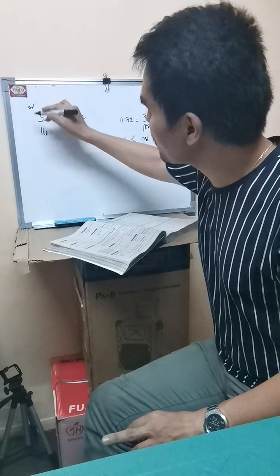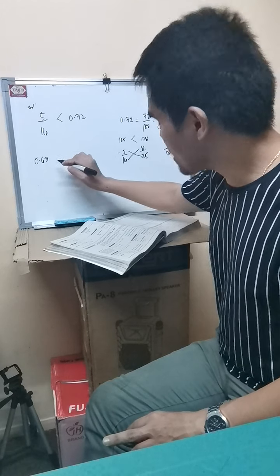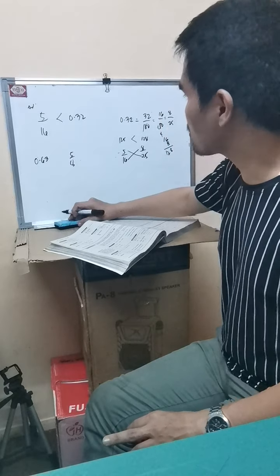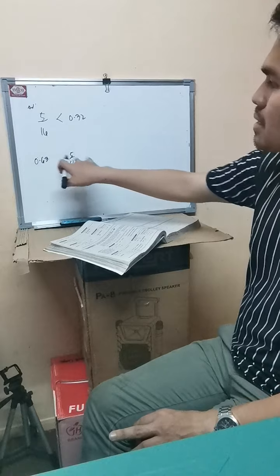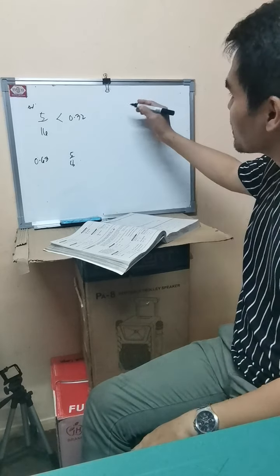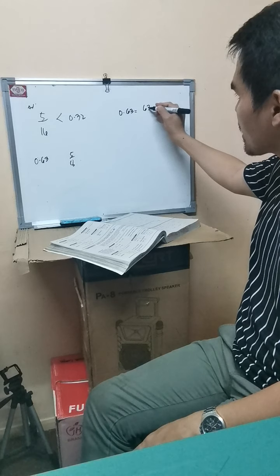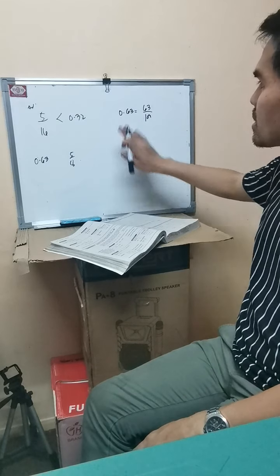Example. Let's have one more example. Let's compare 0.63 to 5/8. Which do you think is greater between the decimal notation and the fraction? So what I'm going to do now is convert 0.63 into a fraction. That is 63/100, because of 2 decimal places.